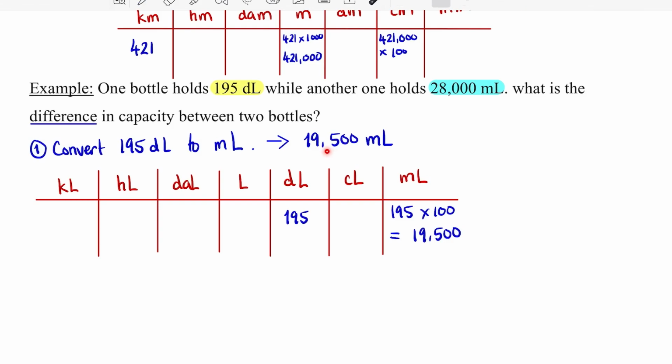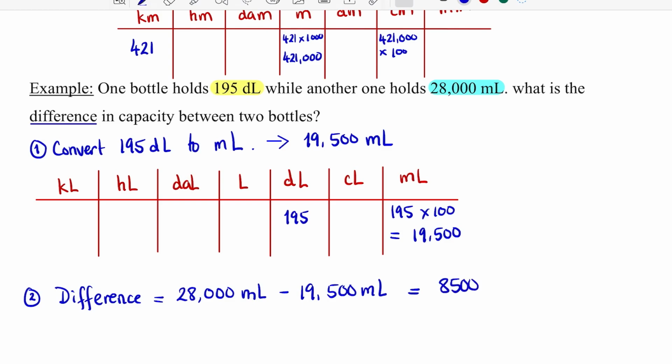The first bottle holds 19,500 milliliters. The second bottle holds 28,000 milliliters. So the second bottle is bigger. So to find the difference, I'll take 28,000 subtract 19,500. And the answer is 8,500 ml.